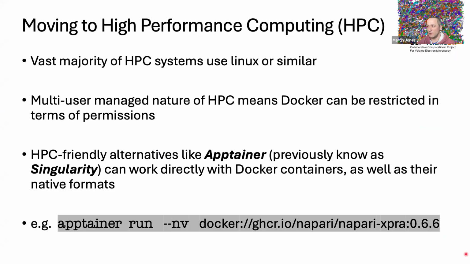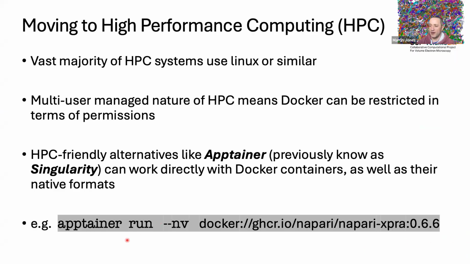Most high performance compute uses Linux or something similar. But you generally can't use Docker because it's restricted because of the permissions that it requires. So there are HPC-friendly alternatives like Apptainer, which was previously known as Singularity, although confusingly, there is also a Singularity now, which has branched off as a commercial branch.